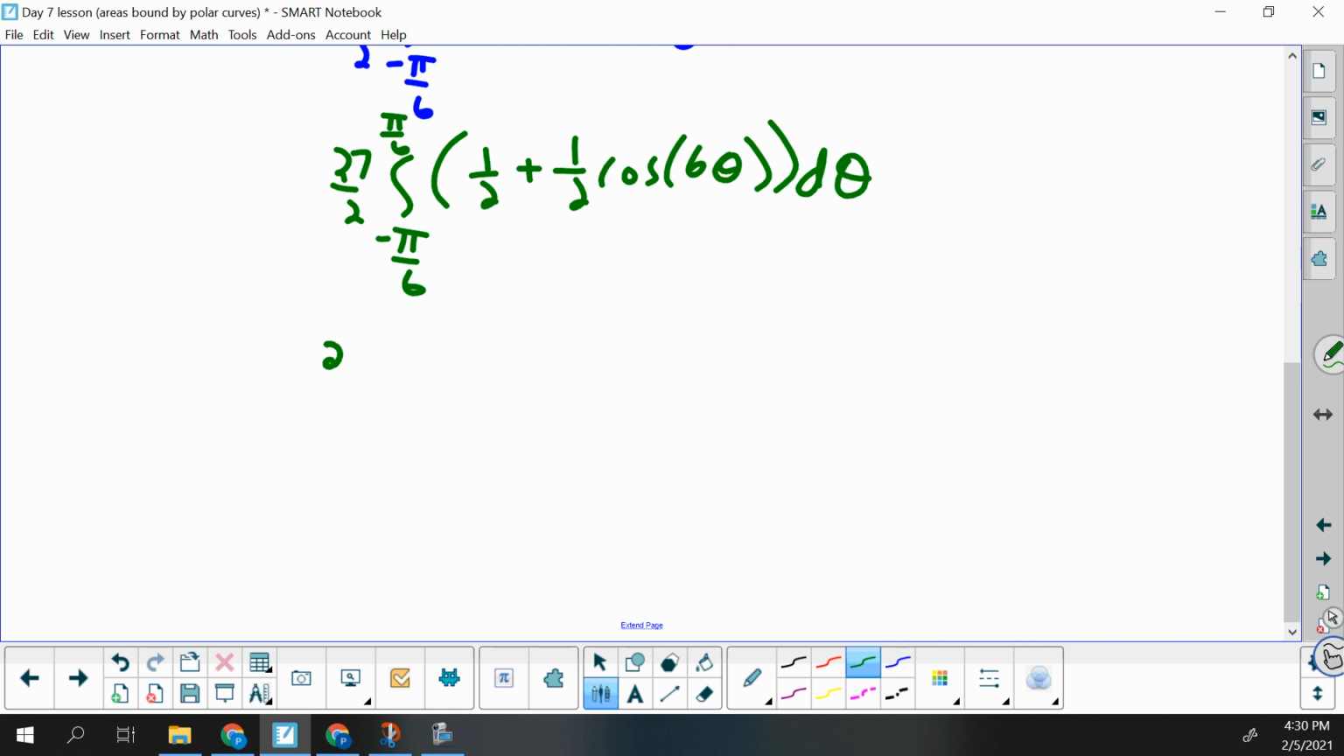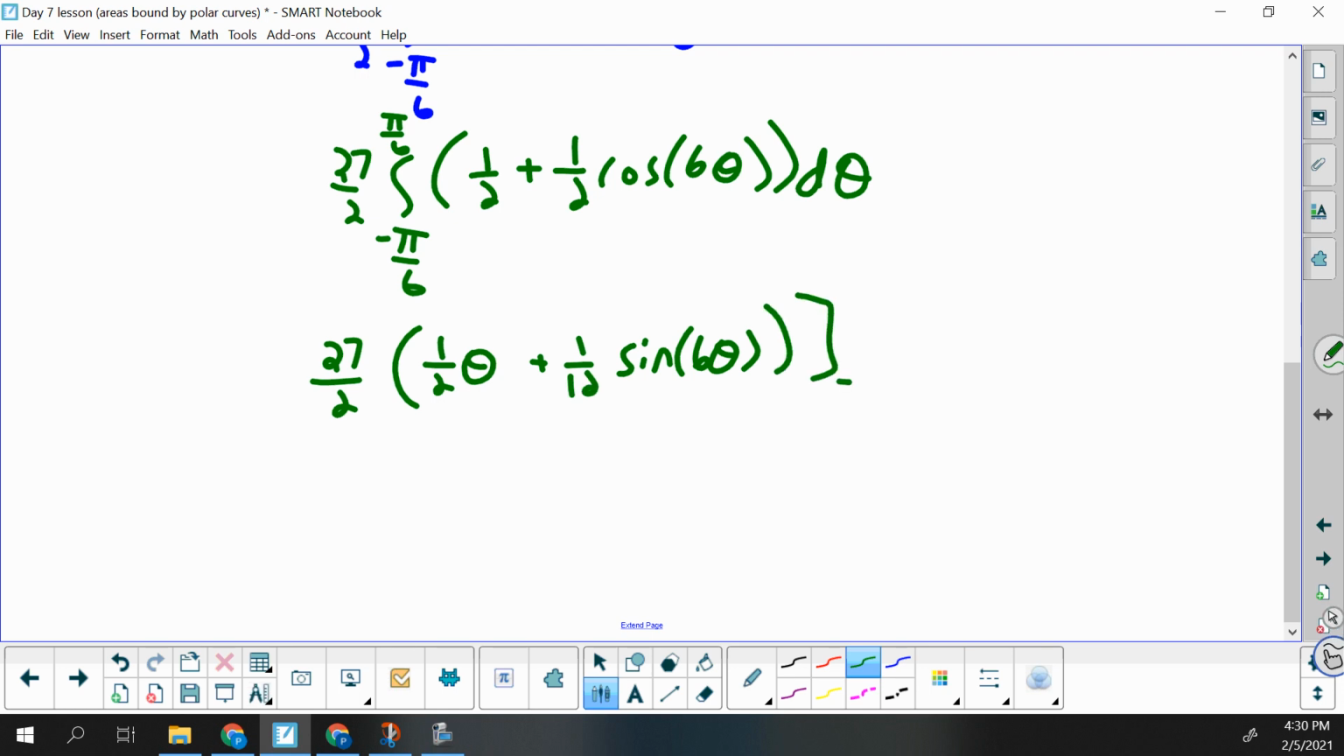So we're ready for our antiderivative. We'll have 27 over 2. We'll have 1/2 theta. We're going to have sine 6 theta now. Out front, we've got to correct by a 6th, so we'll have 1/12. And we're going to evaluate that from negative pi over 6 to pi over 6. So this will be 27 over 2. Pi over 6 times 1/2 will give us pi over 12.